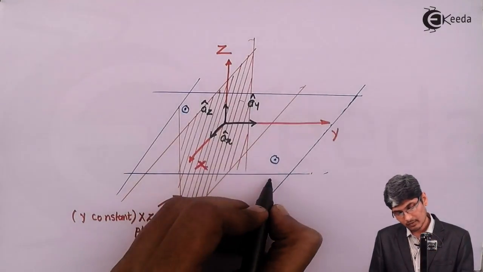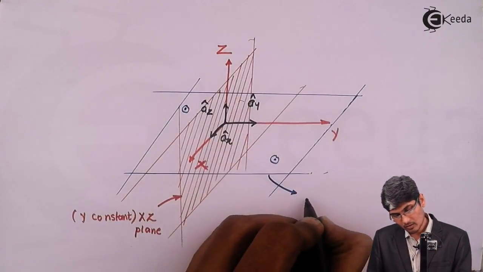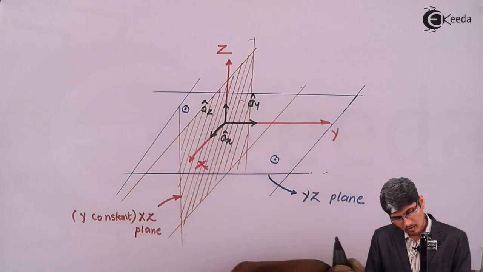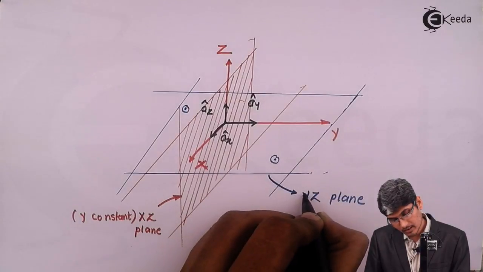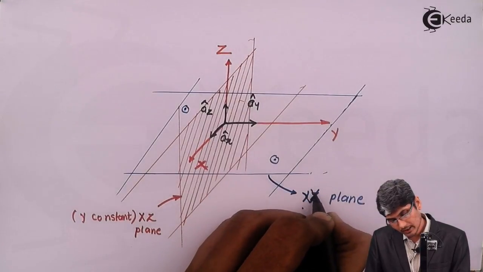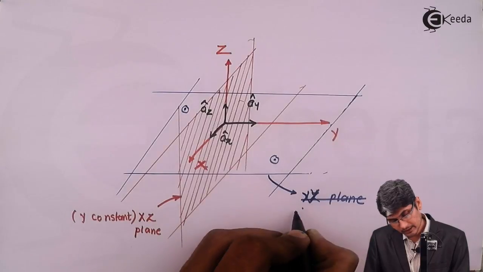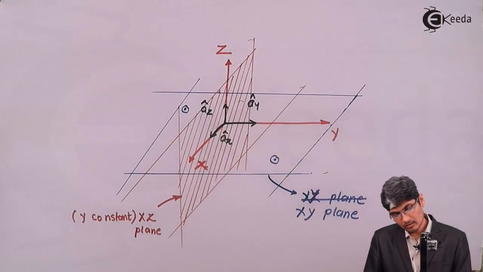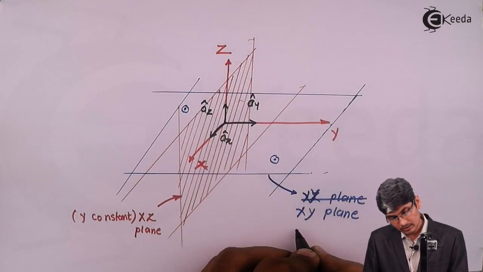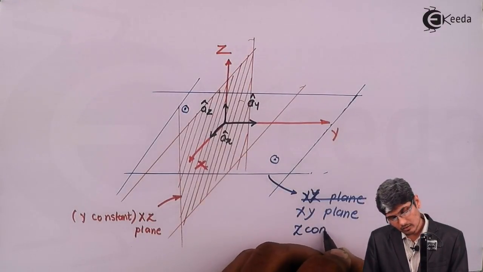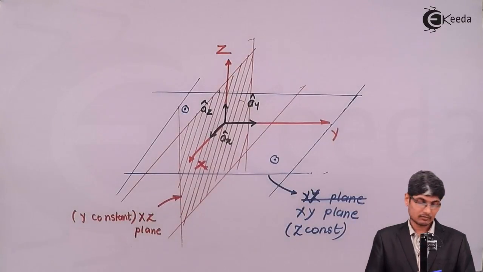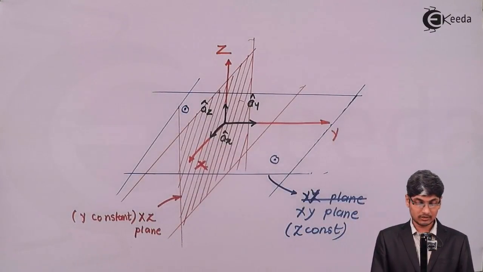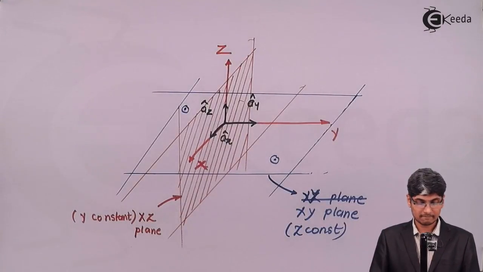Sorry, this is the XY plane. I'll write it again. It is the XY plane with Z constant, the one which is floating like that.